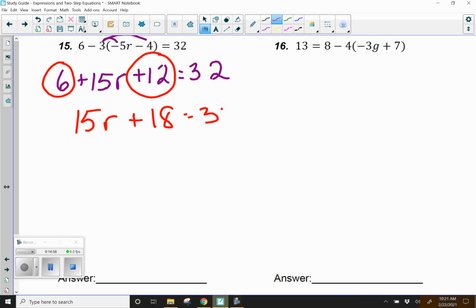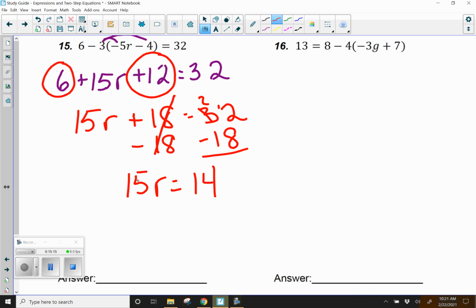equals 32. And now it's in a two-step equation format, so we're just going to follow those steps. Eliminate your constant. So we're going to subtract 18 on both sides. 15r equals, well, if we subtract here, we end up with 14. And then to get r by itself, since this is multiplication, we're going to do the opposite, which is division. It's going to cancel on the left, and that leaves us with our answer of r equals 14 over 15. Always check your fractions to make sure they are simplified. In this case, it is. So that is our final answer.